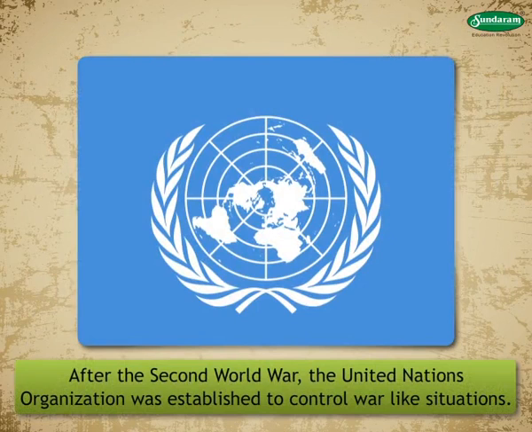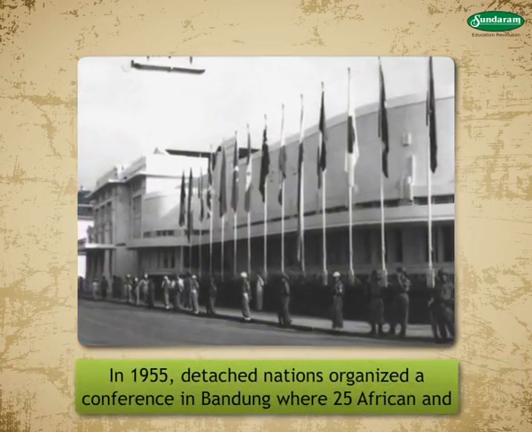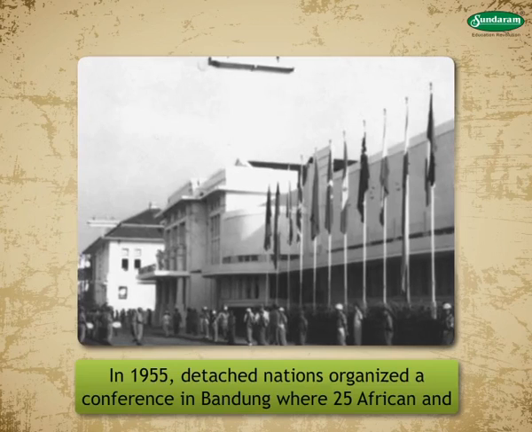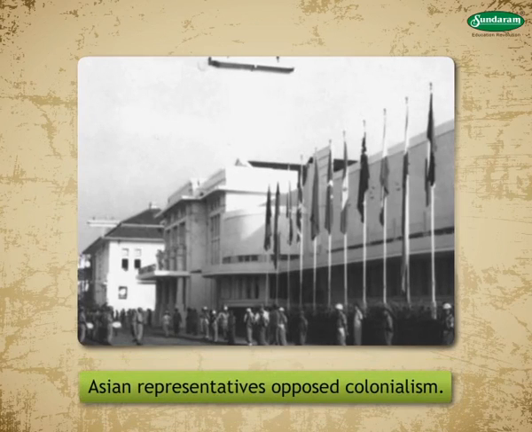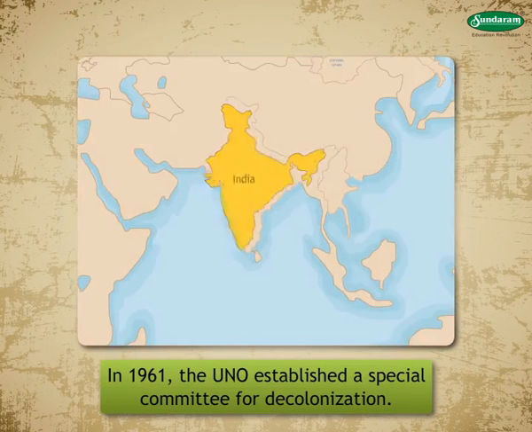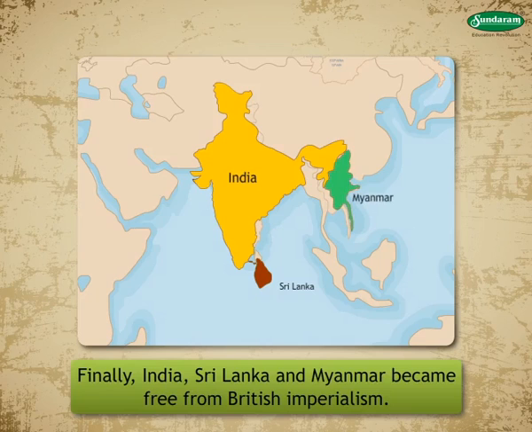Decolonization. After the Second World War, the United Nations Organization was established to control warlike situations. In 1955, detached nations organized a conference in Bandung, where 25 African and Asian representatives opposed colonialism. In 1961, the UNO established a special committee for decolonization. Finally, India, Sri Lanka, and Myanmar became free from British imperialism.